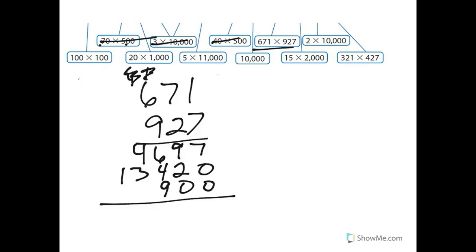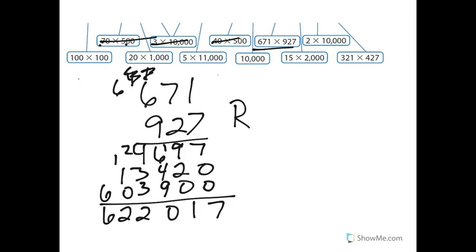9 times 1 is 9. 9 times 7 is 63. Carry that 6. 9 times 6 is 54. 54 plus 6 is 60. So 7, 11. 7, 11, 20. 2 plus 4 is 6. 6 plus 3 is 9. 9 plus 3 is 12. Carry that 1, 2, and 6. 622,017 is going to be R.